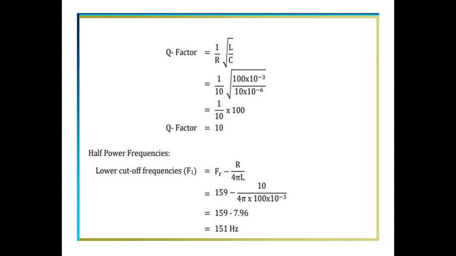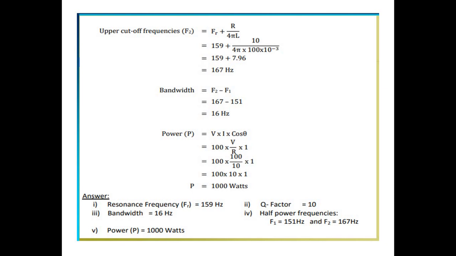Half power frequency. Lower cutoff frequency is FR minus R divided by 4 pi L, 159 minus 10 divided by 4 pi into 100 into 10 to the power of minus 3, which is 159 minus 7.96, 151 Hertz. Then higher cutoff frequency FR plus R divided by 4 pi L, 159 plus 10 divided by 4 pi into 100 into 10 to the power of minus 3, 159 plus 7.96, 167 Hertz. Bandwidth is F2 minus F1, 167 minus 151, 16 Hertz.